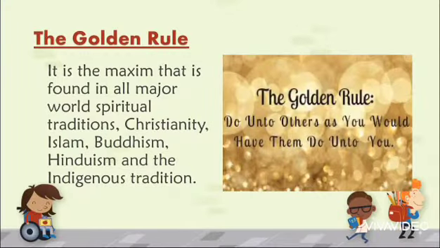The Golden Rule says: do unto others as you would have them do unto you. It is a maxim found in all major spiritual traditions: Christianity, Islam, Buddhism, Hinduism, and the indigenous traditions as well. The Golden Rule does not require you to be like Bill Gates, like Aristotle, or other famous individuals to practice it. This is the rule of humanity, of upholding someone's dignity.